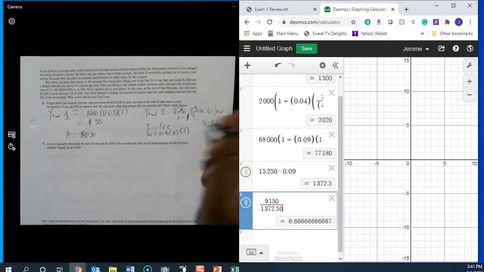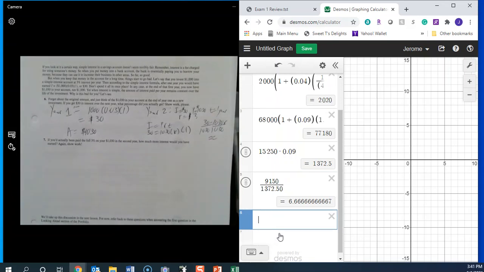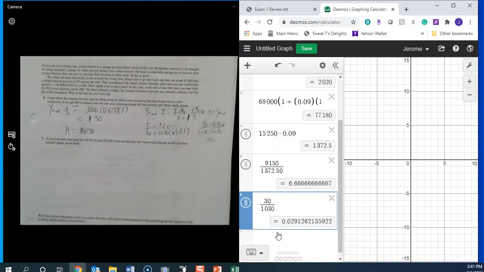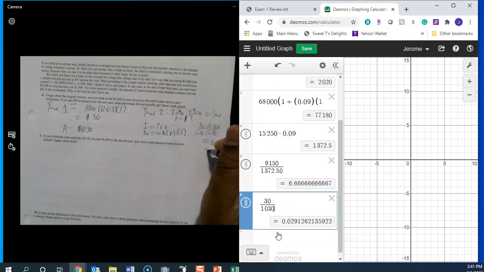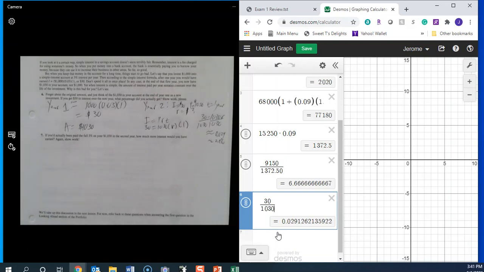We divide each side by 1,030. So we will have 30 divided by 1,030. And that would give us approximately 0.029, which is approximately 2.9%. So you're making less interest the longer you leave the money in that account. It says if you'd actually been paid the full 3% on your $1,030 in the second year, how much more interest would you have earned?